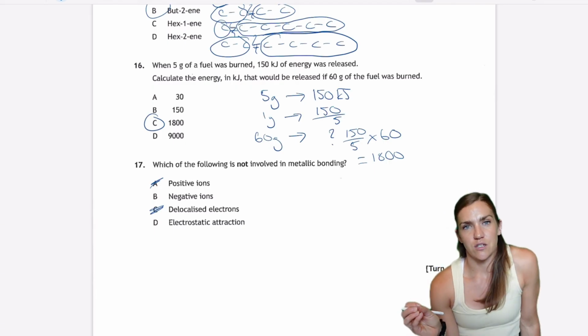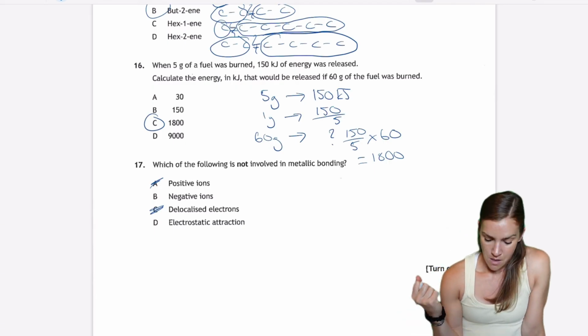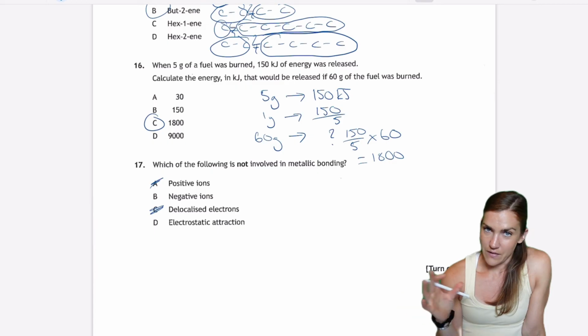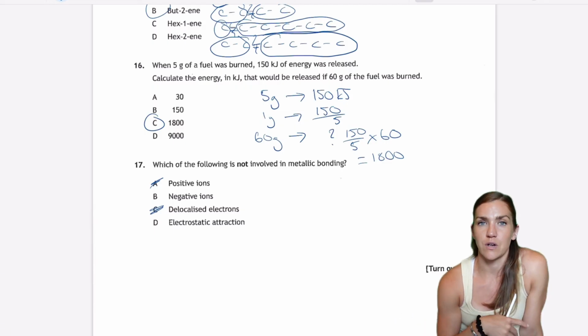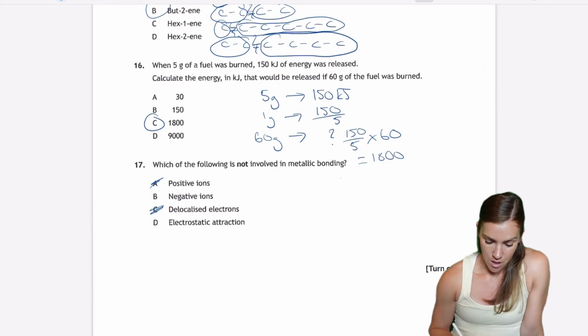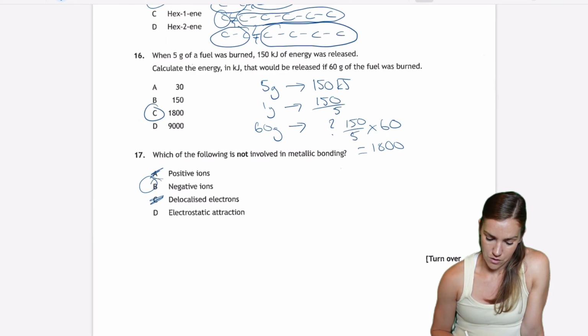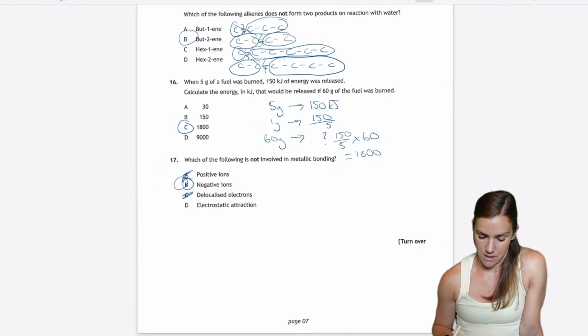The electrostatic attraction, that's a bit more of a tricky one, but if you have any positives and negatives attracted to each other, whether it's between oppositely charged ions or the negative electrons and positive nucleus in an atom, we would describe it as an electrostatic attraction, which we do have between the delocalized electrons and the positive ions. So it's going to be B that you don't find in metallic bonding. We don't get any negative ions.